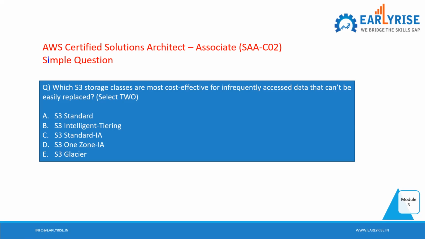So any data that can be easily replaced means data which can be created one more time without much issue. For example, all the countries of the world and the capitals of those countries can be easily created one more time.